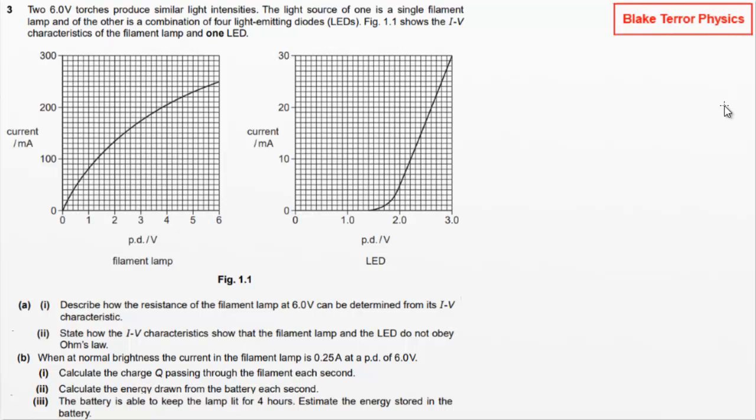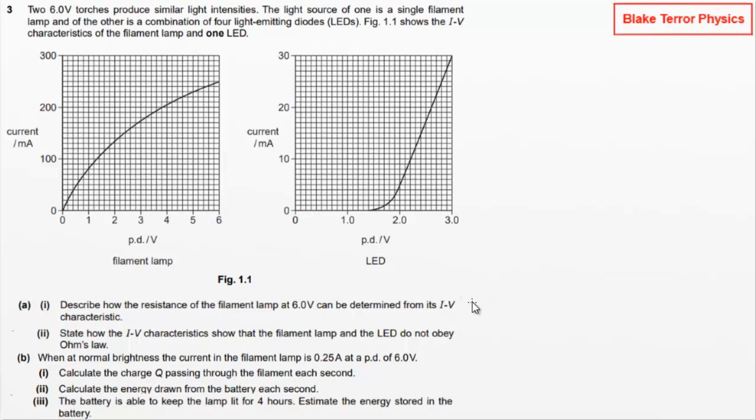Right, next question. We got two 6-volt torches producing similar light intensities. The light source of one is a filament lamp, the other is a combination of 4 LEDs, and we've got the IV characteristics there. Describe how the resistance of the filament lamp at 6 volts can be determined from its IV characteristic. Right, this is what we've done on the previous bit, isn't it?